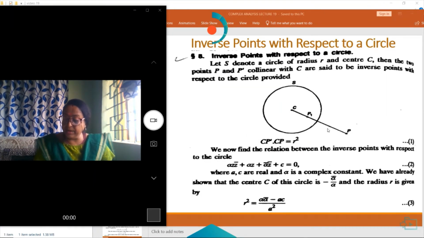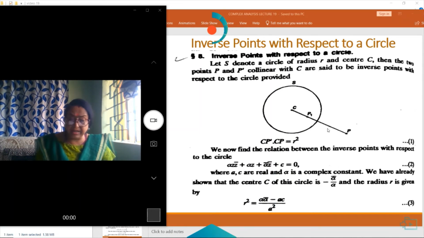Now we will talk about the inverse point with respect to a circle. Let S denote a circle of radius r and center C. Then the two points P and P dash, collinear, that is, on the same line with C, are said to be inverse points with respect to the circle, provided that CP into CP dash should be equal to r square. We now find the relation between the inverse points with respect to a circle.